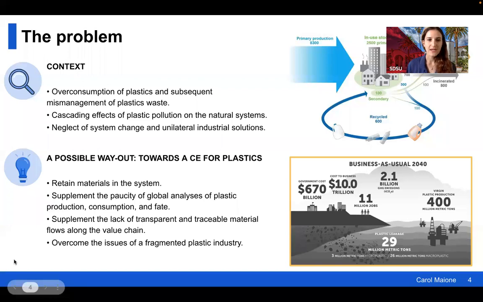So what is the problem? The context is the overconsumption of plastic and subsequent mismanagement of plastic waste with cascading effects on the natural system, such as erosion. And at the same time, we have a neglect of system change and unilateral industrial solutions, which continue to have leakages and material losses into our waterways and eventually into the ocean. So in this framework, circular economy for plastic has been proposed as a possible way out to retain materials much longer in the system, but at the same time to supplement the current lack of data and global analysis of plastic production, consumption, and especially on their fate.